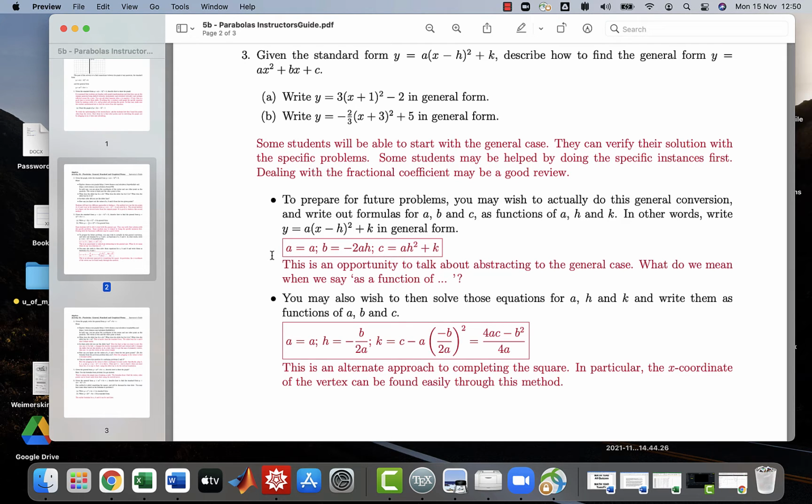So this is one of the big things we want them to come up with, and that is the connection between ABC, AHK. Worth pointing out to the students, hey, you've accomplished something here. You have come up with a formula to calculate B if you know the H and the K. You have come up with a formula to calculate C if you know the A, H, and K.